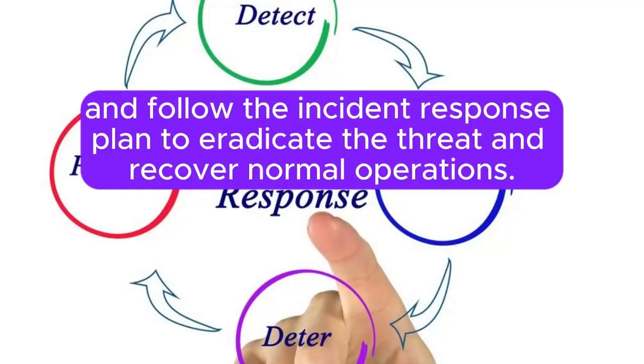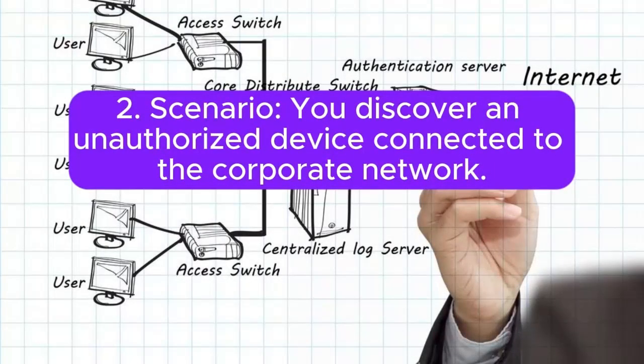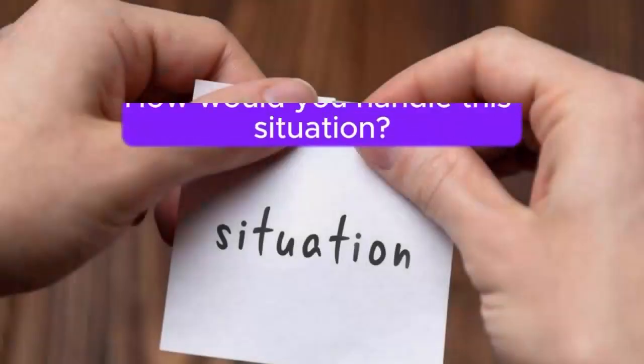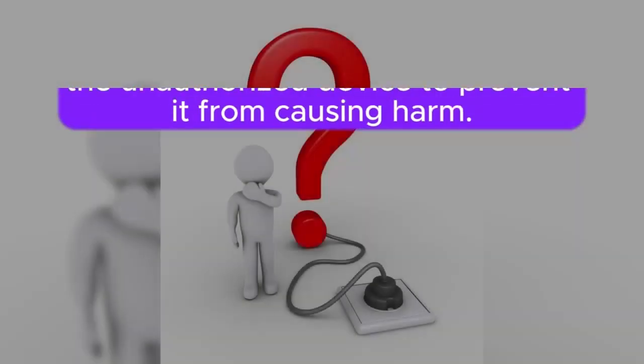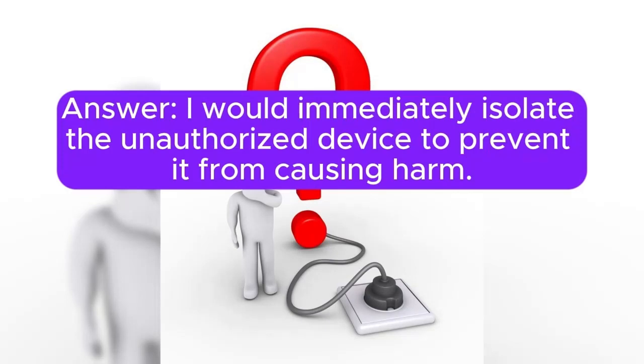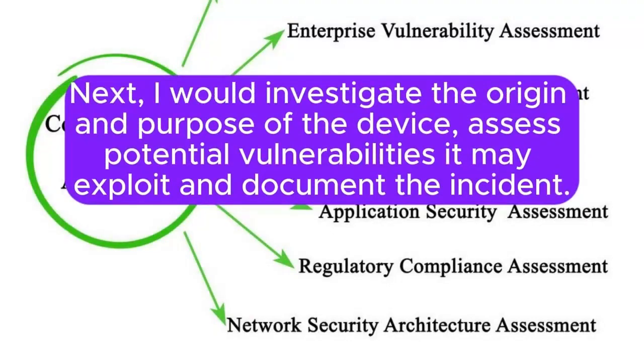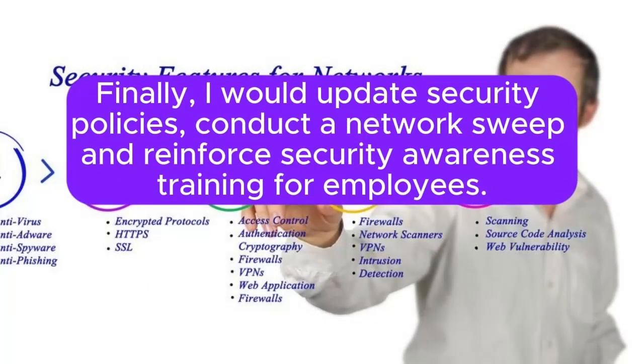recover normal operations. 2. Scenario: you discover an unauthorized device connected to the corporate network. How would you handle this situation? Answer: I would immediately isolate the unauthorized device to prevent it from causing harm. Next, I would investigate the origin and purpose of the device, assess potential vulnerabilities it may exploit, and document the incident. Finally, I would update security policies, conduct a network sweep, and reinforce security awareness training for employees.